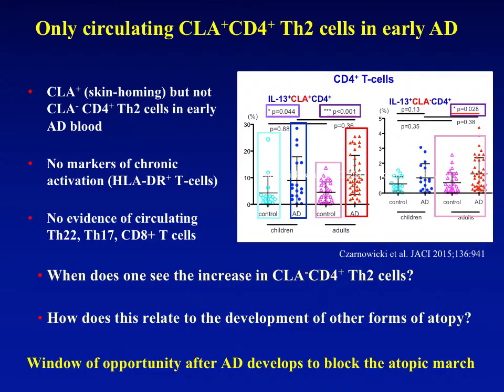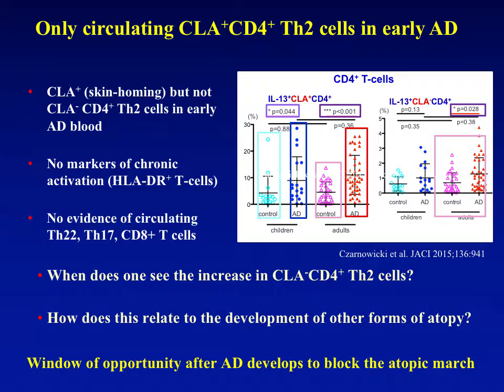But what I want to show you is that when we look at the blood of the Th2 cells, it is only the skin homing ones that are increased in atopic dermatitis in these very young children, not the CLA negative ones that you might think are seen and go up with atopic disorders.